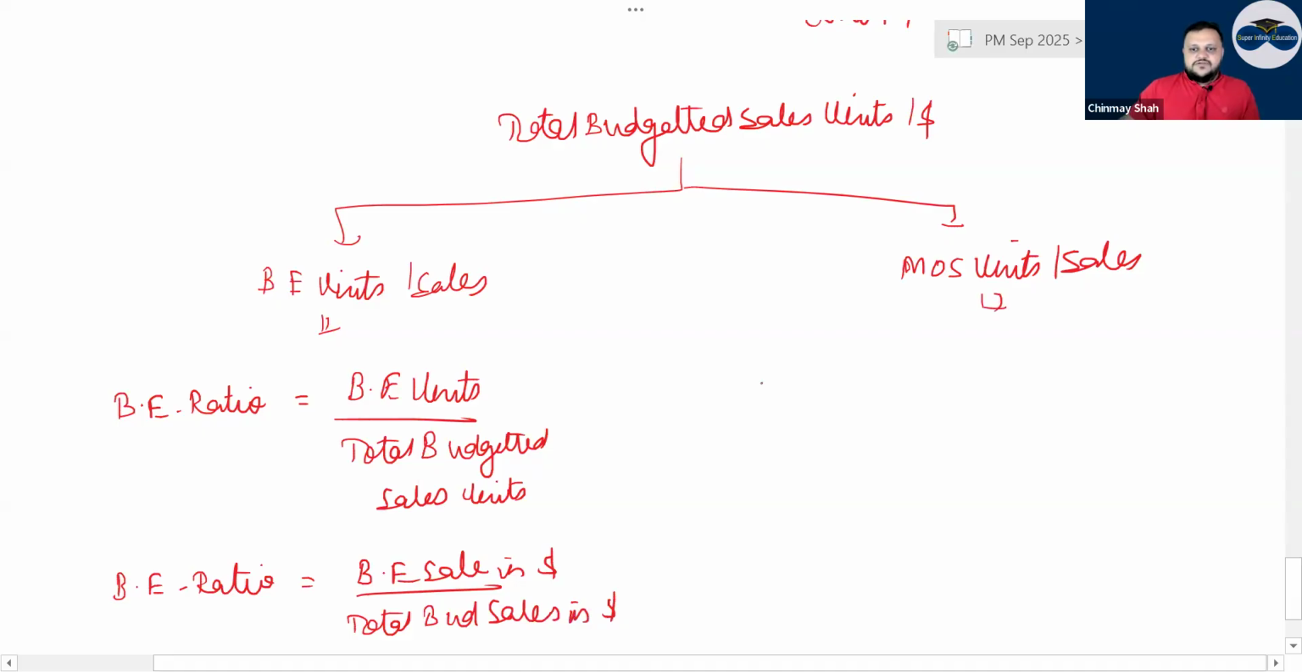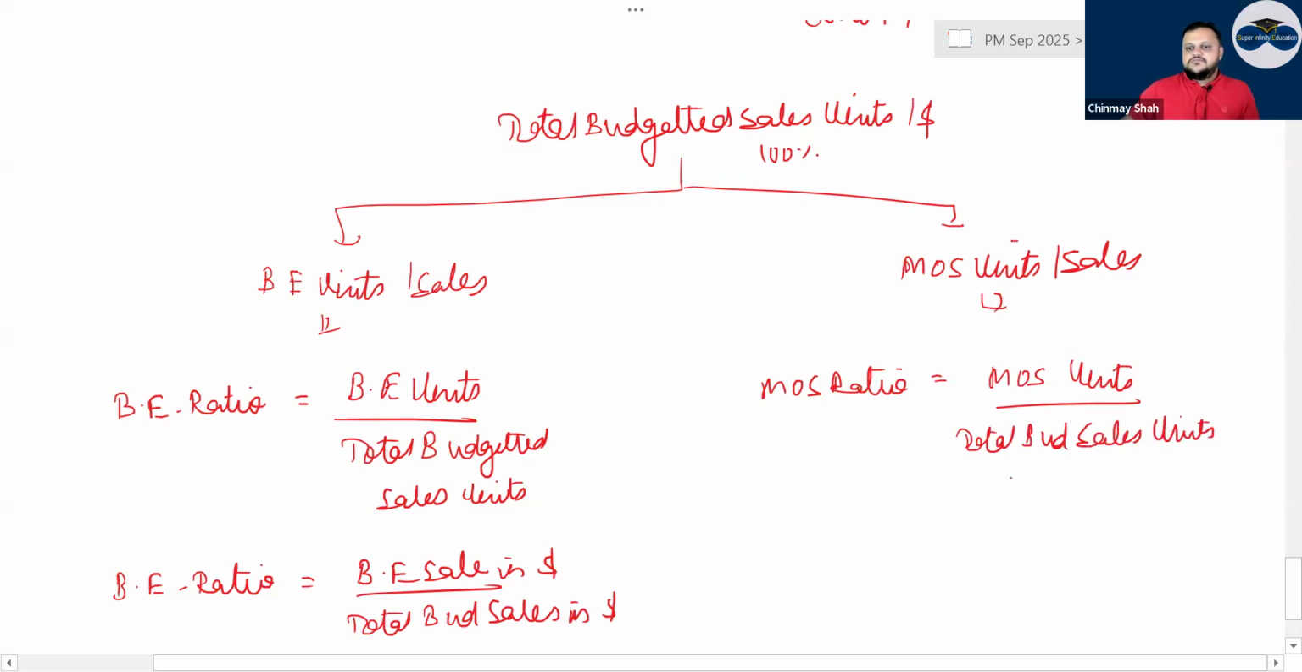And MOS, can you guess what will be the MOS ratio? This is 100%. So tell me, MOS ratio is what? MOS units divided by what? Total budgeted sales units. And MOS ratio based on sales: MOS sales in dollars divided by total budgeted sales in dollars.